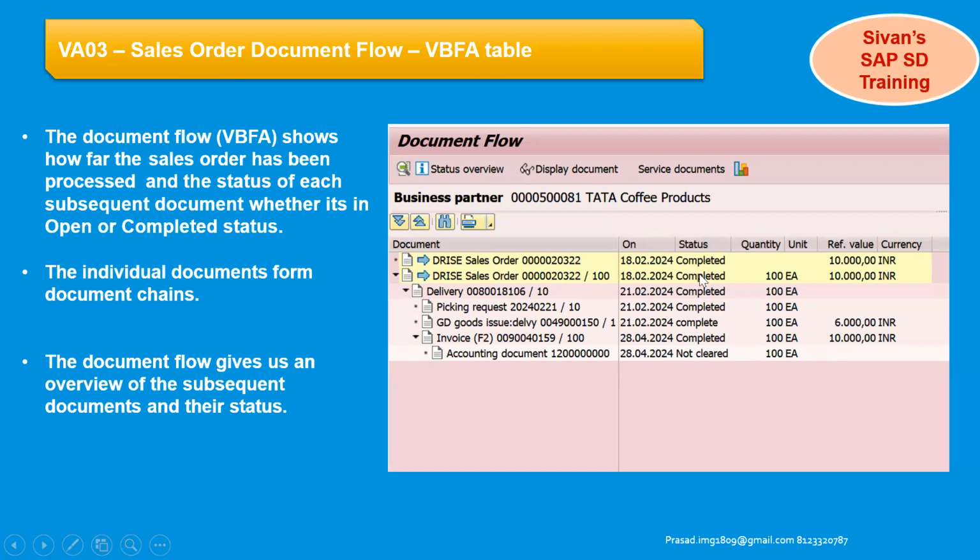So this is how the status works. If it is in open or being processed status, then we need to investigate again why this order or delivery is in being processed or open status. That is why we use the VBFA table. The document flow shows how far the sales order has been processed and the status of each subsequent document, whether it is in open or completed status. The individual documents from document change, and the document flow gives us an overview of the subsequent documents and their status.